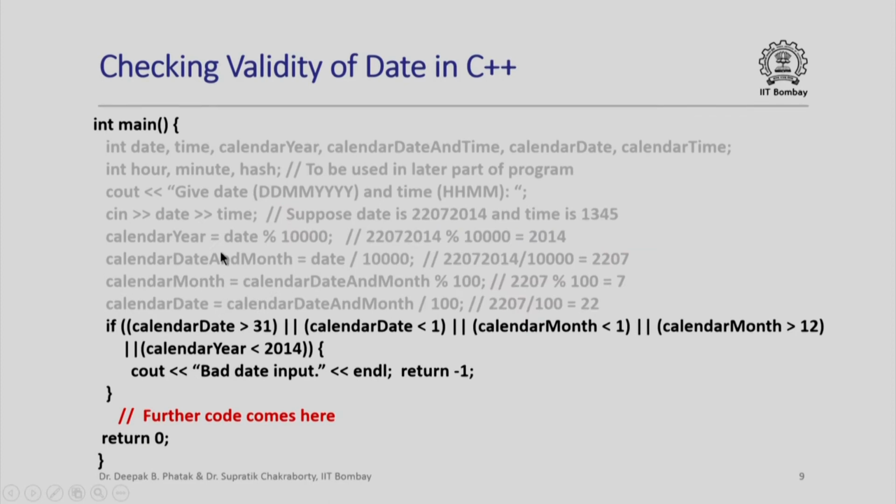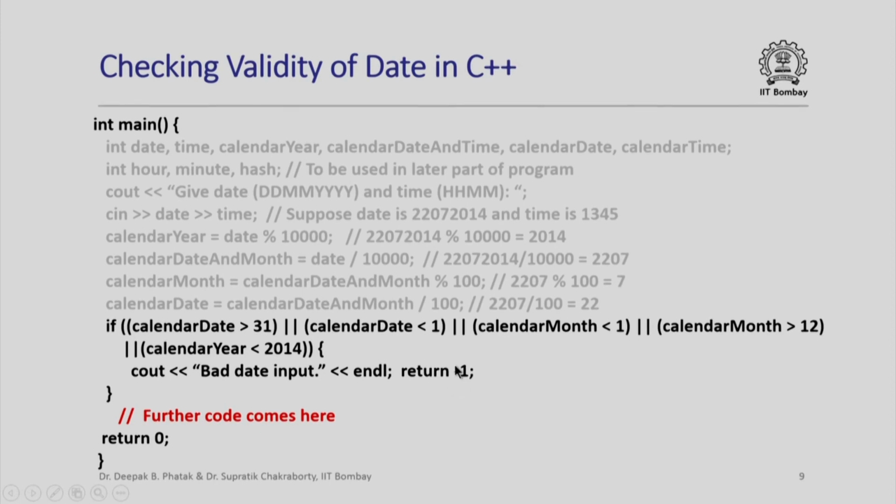After I have calculated these quantities, I can now do my check. If the calendar date is greater than 31 or less than 1, if the calendar month is less than 1 or greater than 12, or if the calendar year is less than 2014, notice I am building a logical expression here using this double bar operator, which is the logical OR operator. So if any of these conditions evaluates to true, then the logical OR of them evaluates to true, and then I output bad date input, print an end of line and return control back to the caller with a return value of -1.